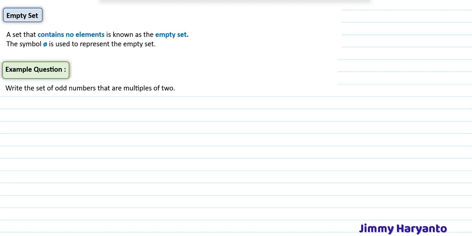Next is the empty set. A set that contains no elements is known as the empty set. The symbol of the empty set will be this one. It is used to represent the empty set.